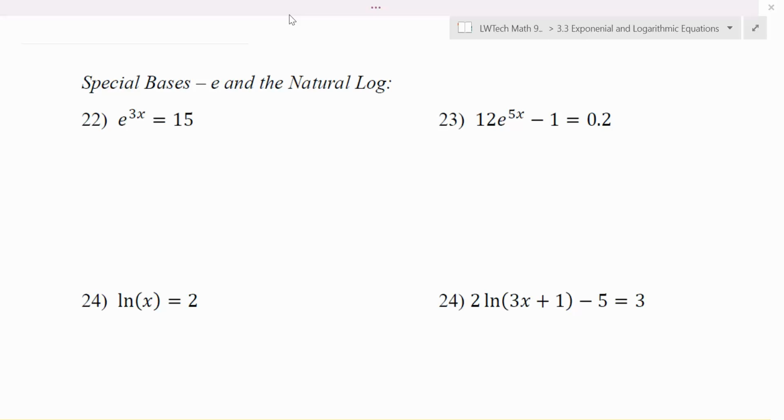When working with logarithms, there's another base besides the common log base 10 that comes up an awful lot, and that base is the number e. E is actually used as a constant. It's approximately equal to 2.718 and so on. It's kind of like pi, one of those irrational numbers. It's a non-repeating decimal that goes on forever and ever.